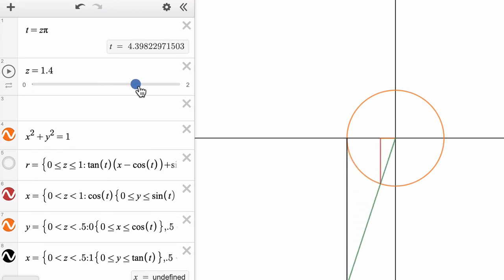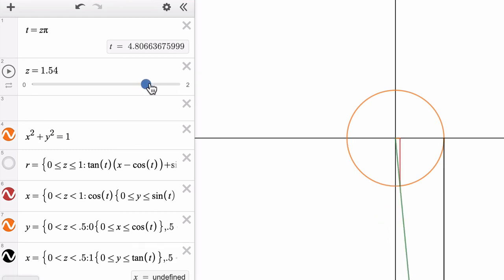Tangent's getting longer here. And tangent's positive here, even though it's pointing down, because tangent's the ratio of y to x, and both y and x are negative. So this is actually another interval. This is from pi to 3 pi over 2, where tangent goes from 0, increasing without limit. And then in the fourth quadrant, it decreases down to 0.